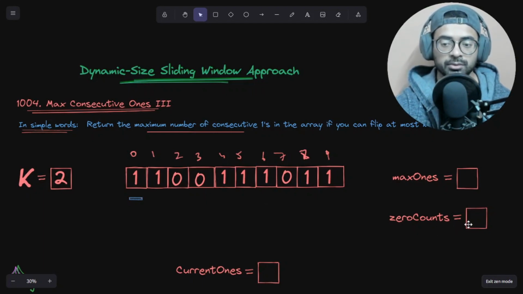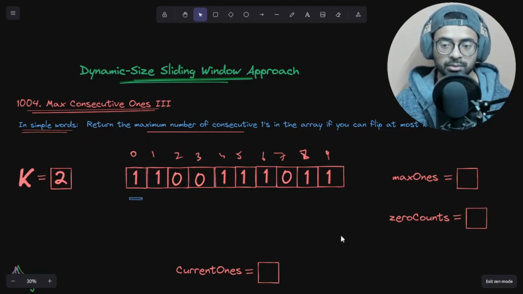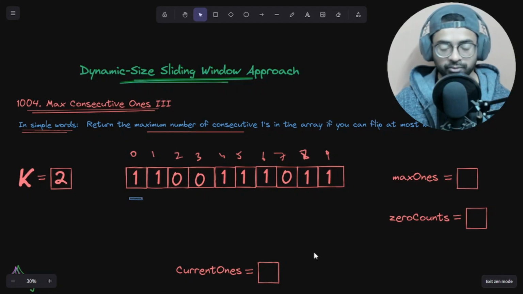Okay, zero count. What will this zero count contain? Zero count will contain the count of zeros in our sliding window, and this count should remain less than k. If the zero count increases to 3, what will happen? We will simply move left one step forward, which means one step towards the right, and we will decrease this count. Our aim is to keep this count less than k.